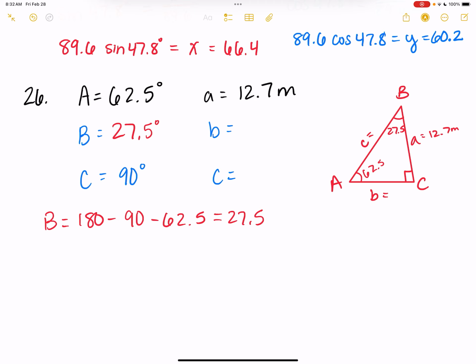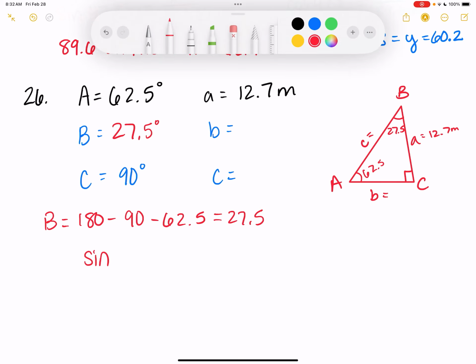So sine would be opposite and hypotenuse, which I can do, and that'll solve for that one, if that's what you want to do. But yes, tangent. So tangent of which one? You want to do angle B or angle A? Good choice. So the tangent of 27.5 is equal to opposite, so side B, over adjacent, 12.7.